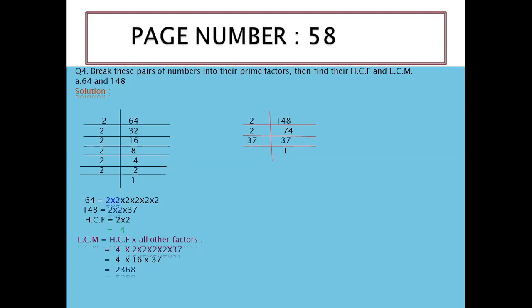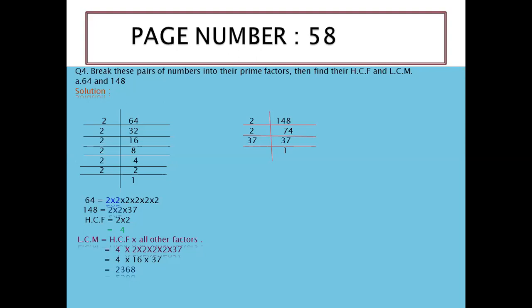148. When we divide 148 by 2, 74. Again 74 is divisible by 2, and 37. 37 is not divisible by 2 because it is a prime number. The factors of 148 are 2 multiplied by 2 multiplied by 37. First, we find HCF, that I told you before that in this question, it is necessary for the LCM that first we calculate HCF. It will be easy to find the LCM. So the HCF will be 4 because 2 2's are common in 64 and 148.